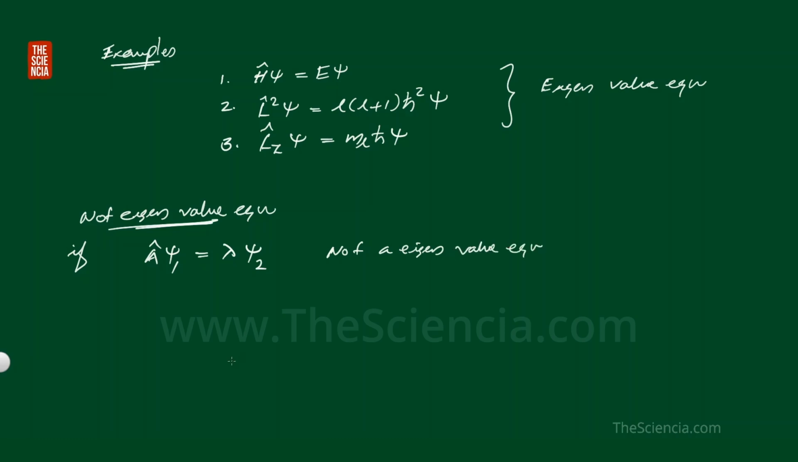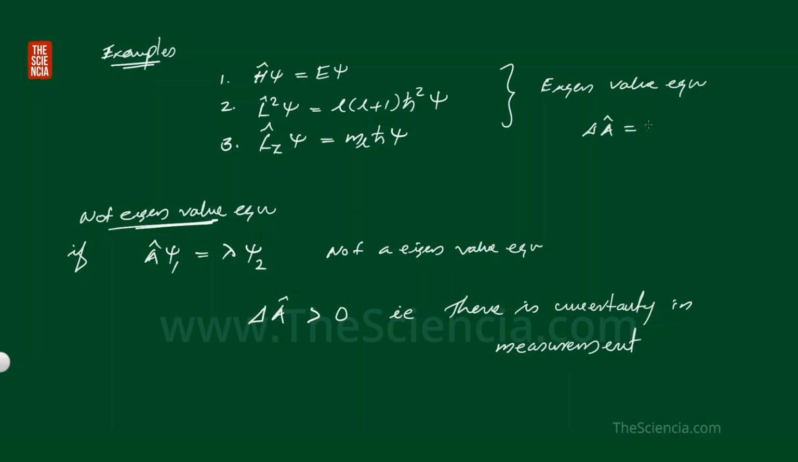And if it is not an eigenvalue equation, then there will be uncertainty in the measurement. That is, delta A is greater than 0. But if it is an eigenvalue equation, then the uncertainty is equal to 0.